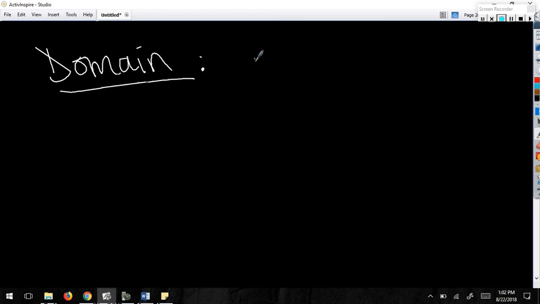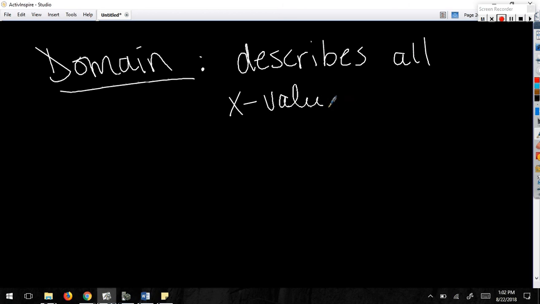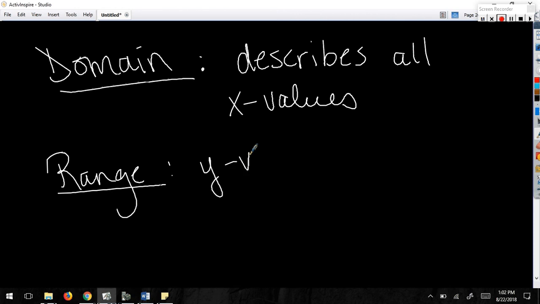The domain of a graph describes all the x values of that graph. Okay, everything that x can be is the domain. And the range is all the y values. I think you did learn it, but it was probably very basic.